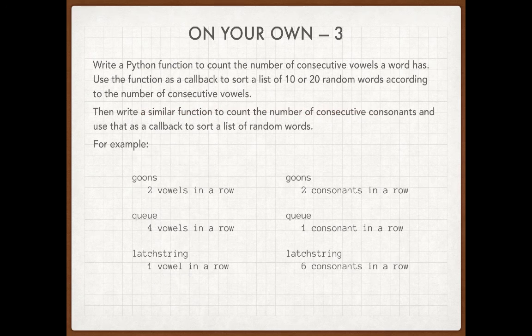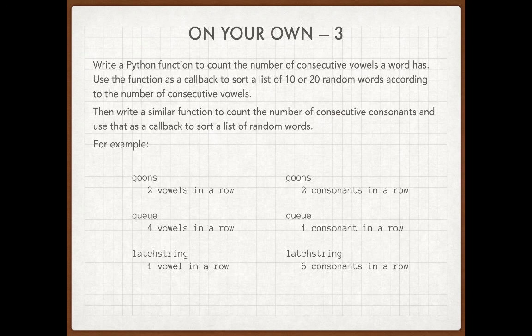Here's a third one. Write a Python function that counts the number of consecutive vowels that a word has. And the same thing, just pull out 10 or 20 or 30 or 50 random words, and then sort them according to the number of consecutive vowels. So for example, goons has 2 vowels in a row. Queue is a really interesting word because it has 4 vowels in a row. Latchstring is a longer word, but it's weird because it only has 1 vowel in a row at a time, right? Only once.